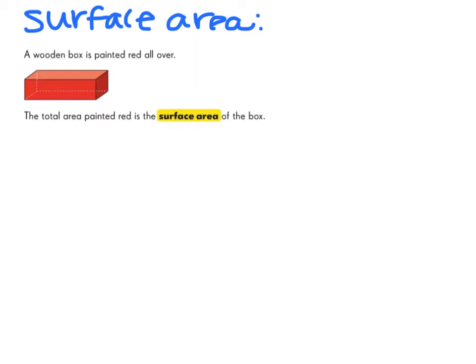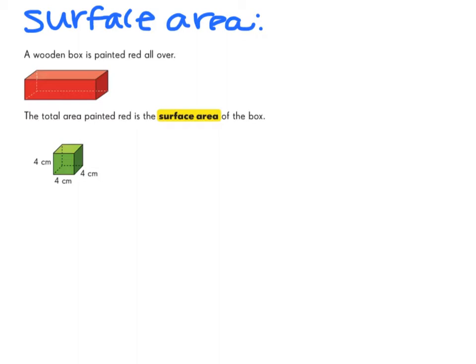The surface area of an object is the sum of the areas of all of its faces or surfaces. For example, this wooden box is painted red all over, and the total area that is painted red would be called the surface area of the box. How would we find the surface area of an object?